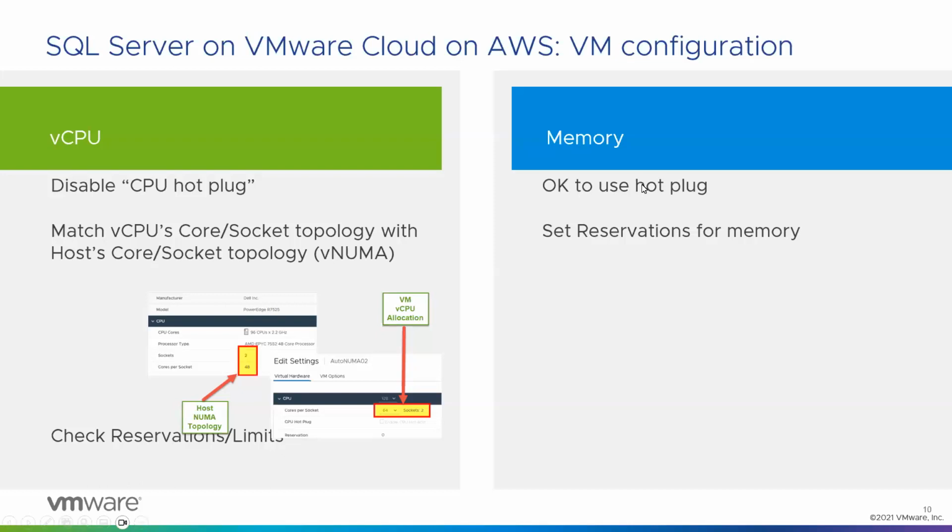From a memory perspective, you can use hot plug, right? It has no impact on performance. We are doing it seamlessly on the back end. And for some application workloads, we still would recommend setting a reservation for memory, just because a lot of processes are running on the ESXi host, not only ESXi itself, it's also NSX.